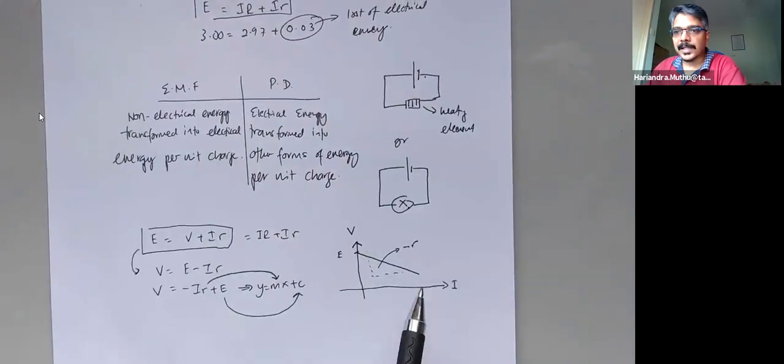So this ends my explanation on current of electricity. The next chapter will be direct current. Thank you.